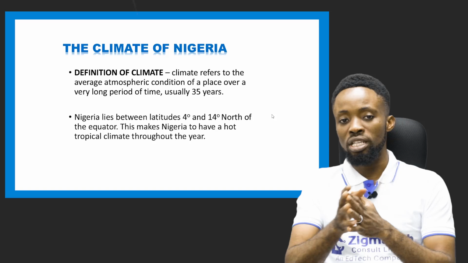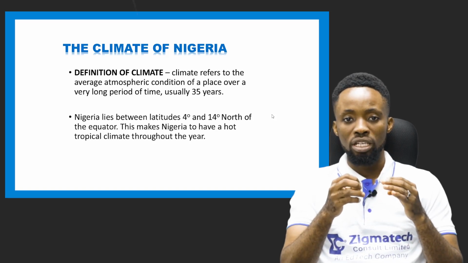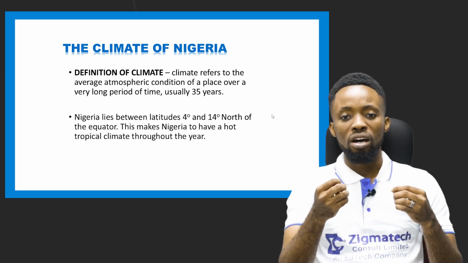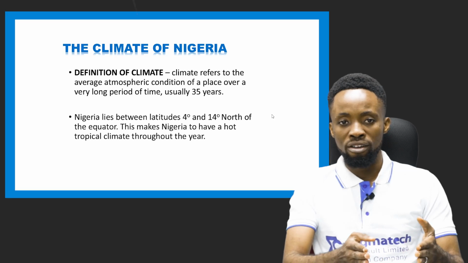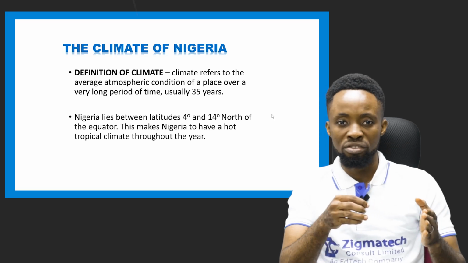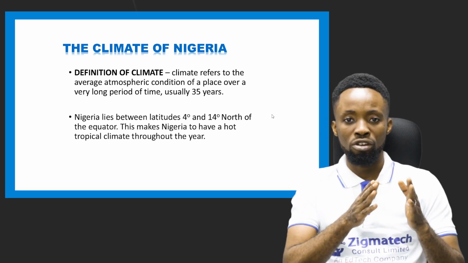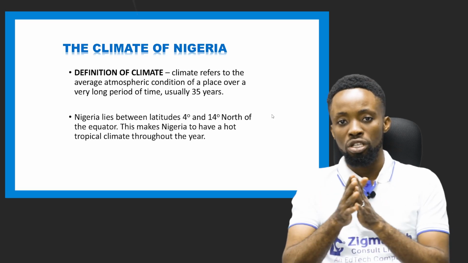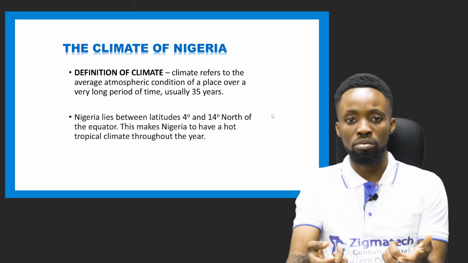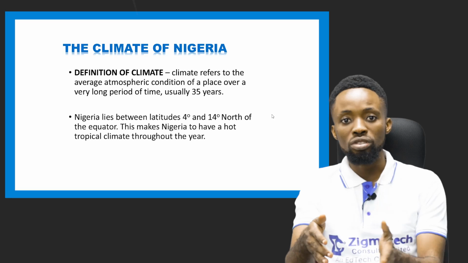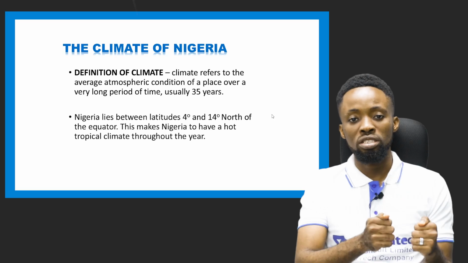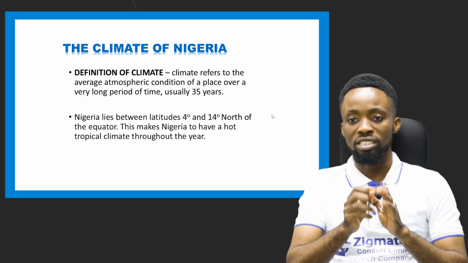Now, let's use Nigeria as an example. In Nigeria, we have the rainy season and the dry season. Now, if we have rainfall this year and the rainfall spans, let's say, 4 months, from possibly March till June or July, and it happens the same way in the next year. It happens every year continuously for a period of about 35 years. Then we can now say that this is the climate of that place.